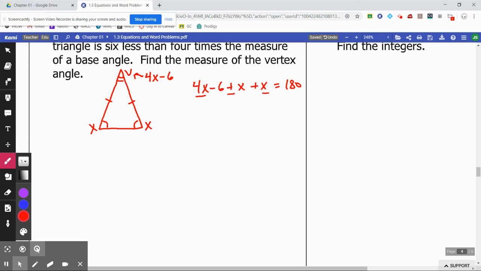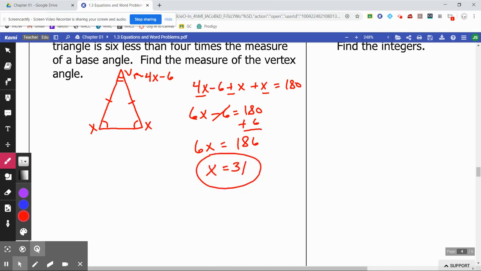Combine like terms, that'd be 6x minus 6 is 180. To move minus 6, we're going to add 6. That'd be 6x is 186. Divide by 6 and you get x is 31. So now let's plug all that in.